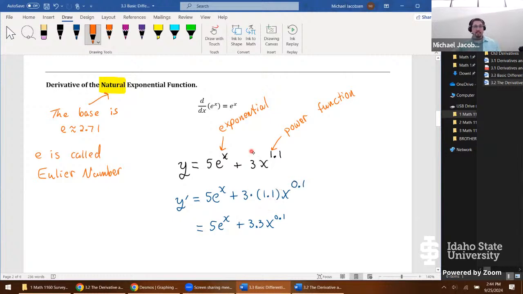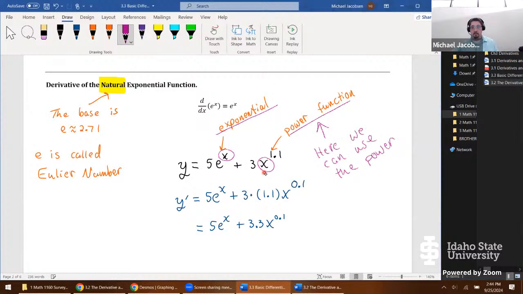So how can you tell you have an exponential function? What makes it exponential is x is in the exponent position. When that happens, the derivative is highly non-standard. It became just itself. We can't use the power rule whatsoever. And now what makes this a power function is the fact that x is a base. When x is a base, here, we can use the power rule.